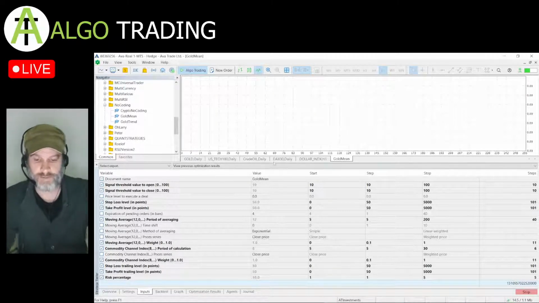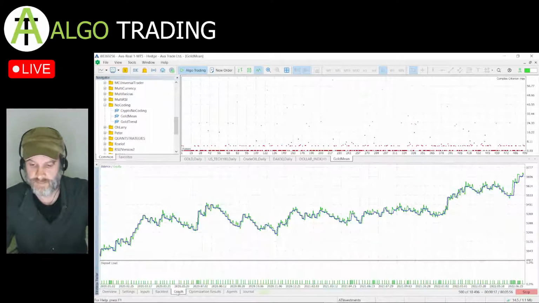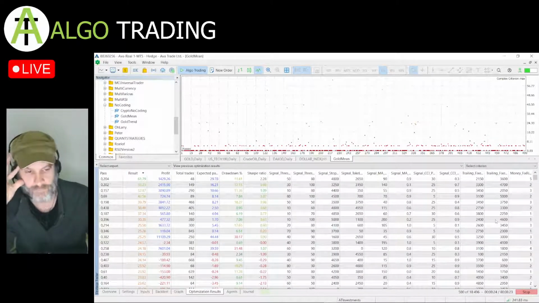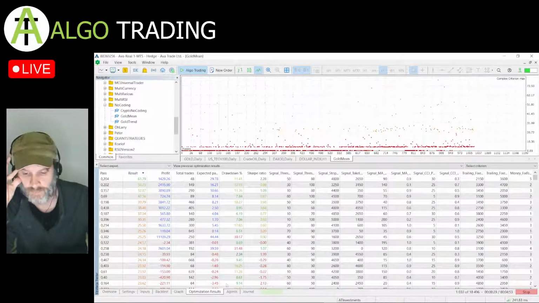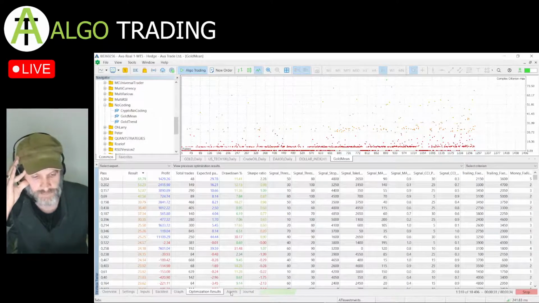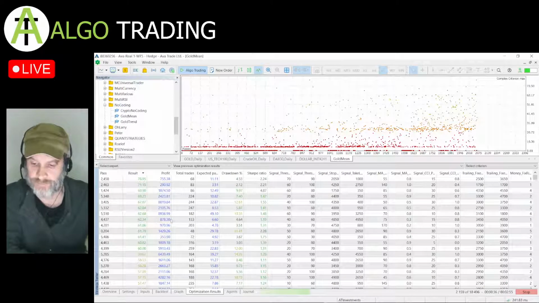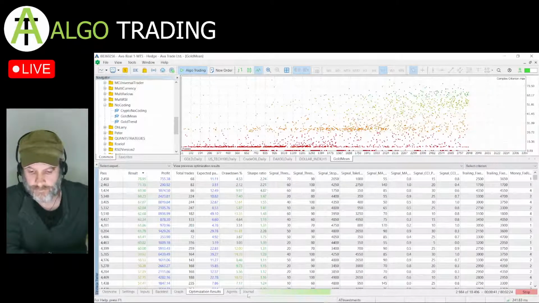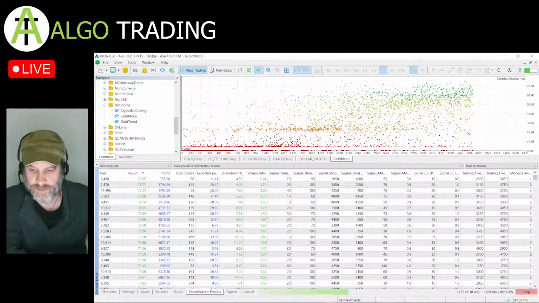Okay, so while this is running, already we've got some decent results. They're already looking a little bit better than the trend following. It's going to take a couple of seconds to run this. Yeah, we're getting some decent results here. Much better than the trend following system.